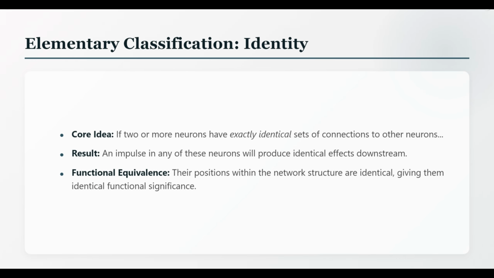Okay, with our simplified setup, how does classification start? Consider the simplest case, identity. Imagine two neurons, A and B. If A is connected to exactly the same set of other neurons as B, then whenever A fires, it triggers the exact same sequence of events downstream. Same goes for B. Their positions in the network are identical, so their functional meaning is identical. If you stimulate A, you get outcome X. Stimulate B, you get outcome X. They are classified into the same category because they produce the same results.